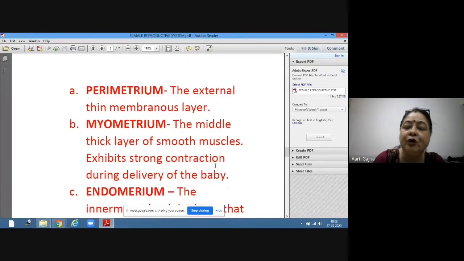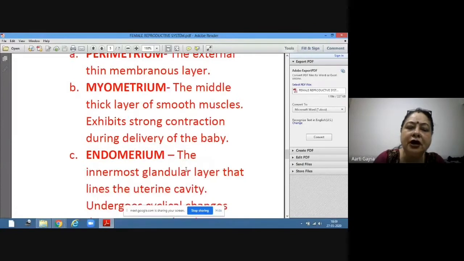Another very important 1-mark question. Which layer of the uterus assists in delivery of the baby? Myometrium, by exhibiting strong contraction, because this is the layer consisting of smooth muscles which undergo strong contraction during delivery, that is parturition.